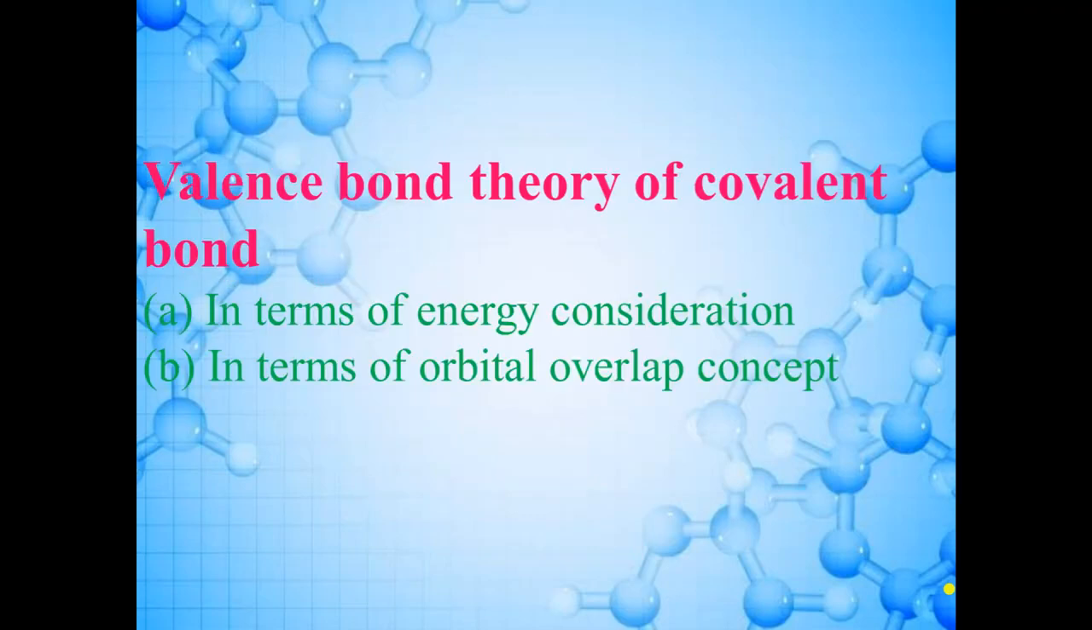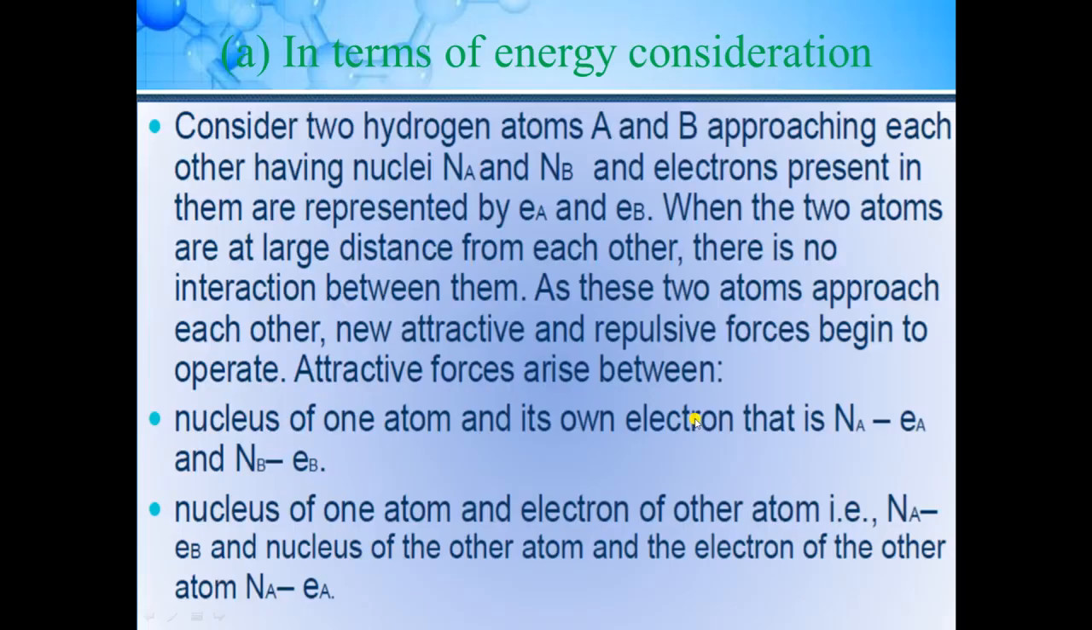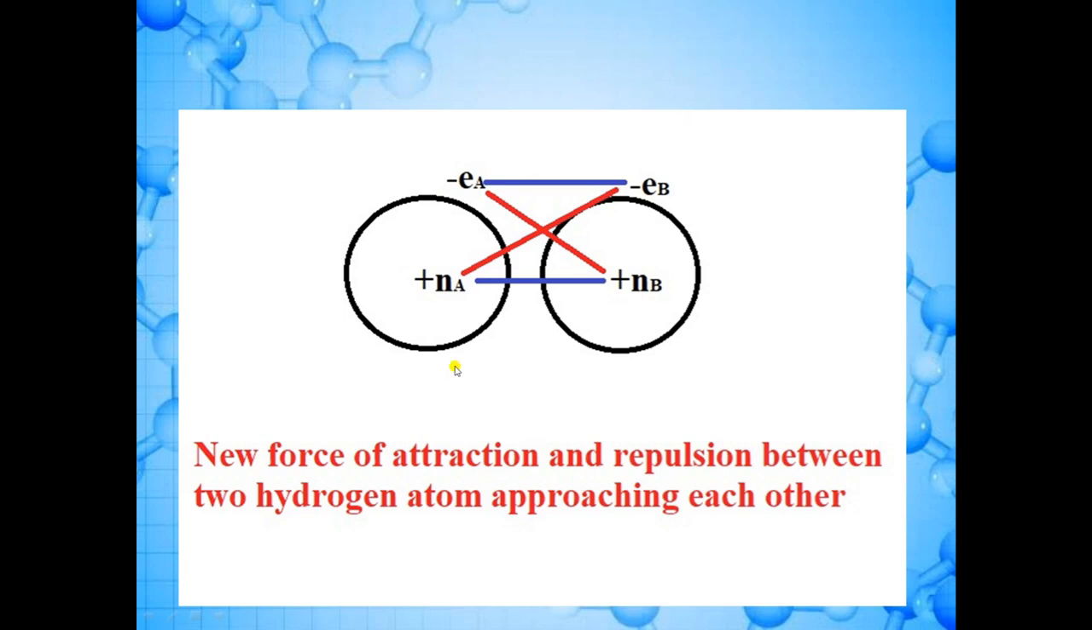So we will explain valence bond theory of covalent bond in two ways. First one is in terms of energy consideration and second one is in terms of orbital overlap concept. Okay, so first we will discuss in terms of energy consideration. Here we will take the example of the H2 molecule. This is a hydrogen atom and this is a second hydrogen atom.